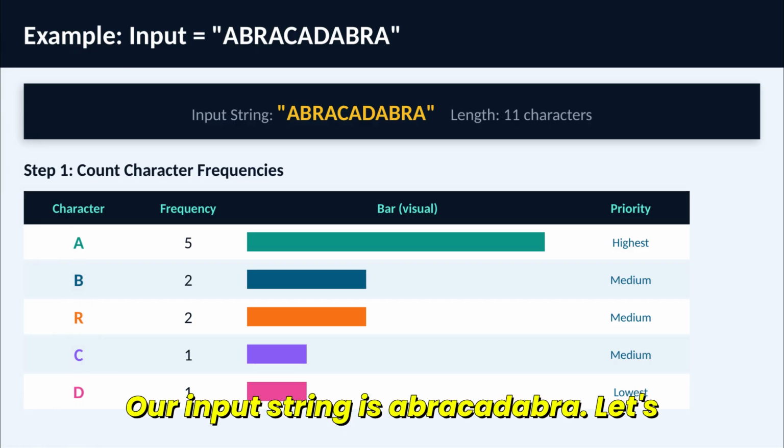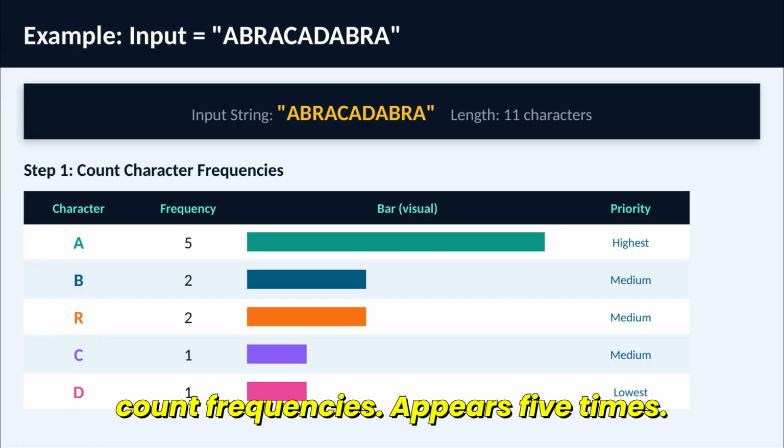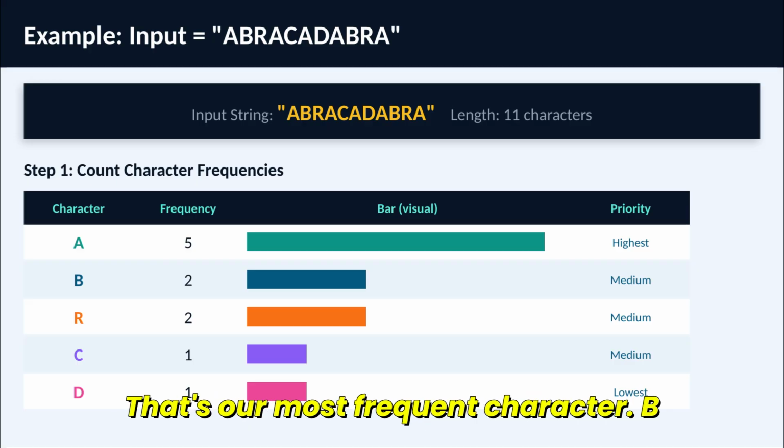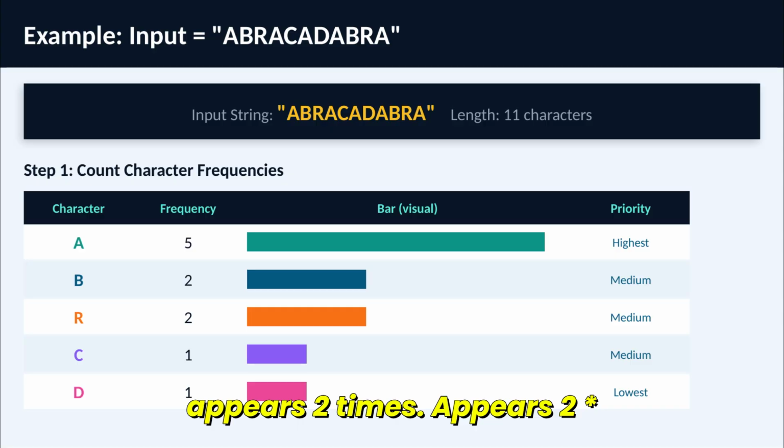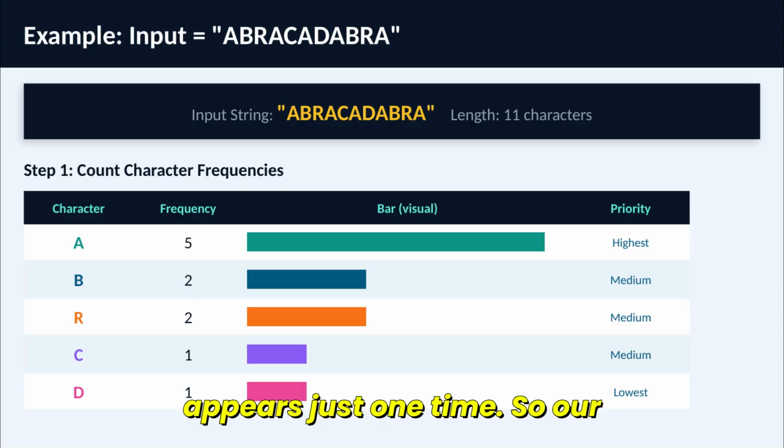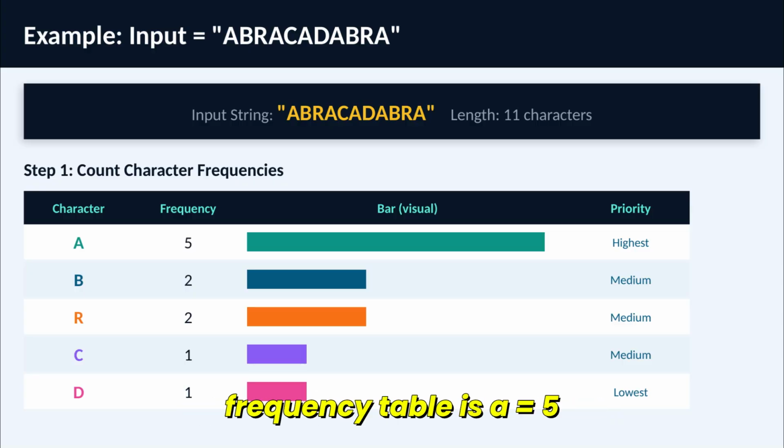Our input string is ABRACADABRA. Let's count frequencies. A appears 5 times. That's our most frequent character. B appears 2 times. R appears 2 times. C appears just 1 time. D appears just 1 time. So our frequency table is A equals 5, B equals 2, R equals 2, C equals 1, D equals 1.